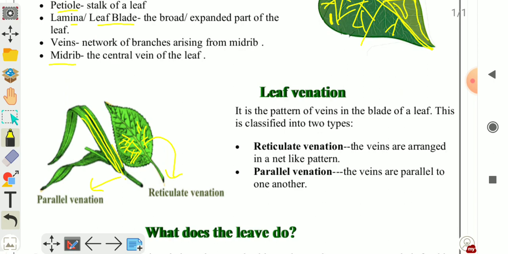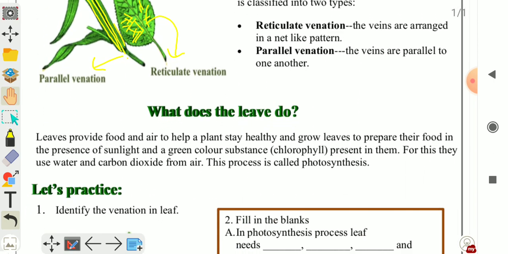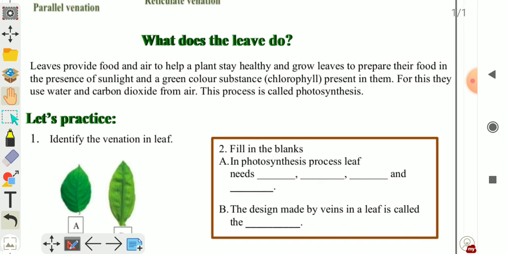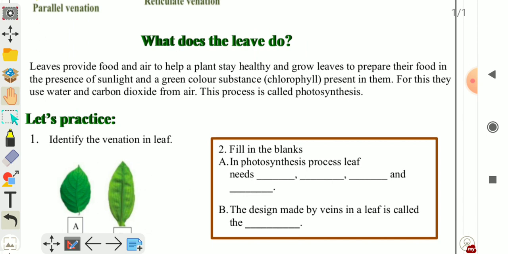Now what does the leaf do? What is the function of leaves? The function of a leaf is to prepare food for the plant as well as for other animals. Leaves provide food and air to help a plant stay healthy and grow. Leaves prepare their food in the presence of sunlight and a green colored substance, chlorophyll, present in them.